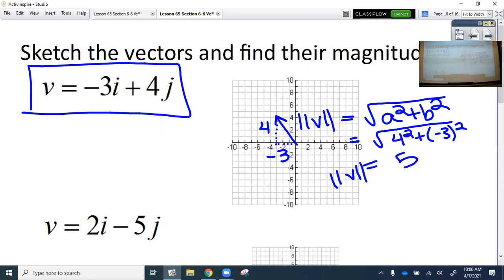So the magnitude of that vector is 5. So again, trying to get used to the fact that it has the two pieces. What do the two pieces do? They describe the X and the Y. How do I find the magnitude? It's just going to come down to Pythagorean theorem.